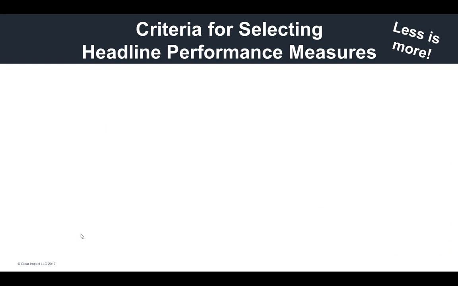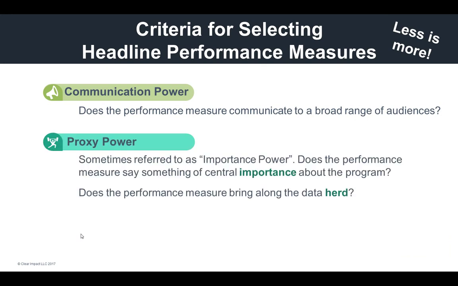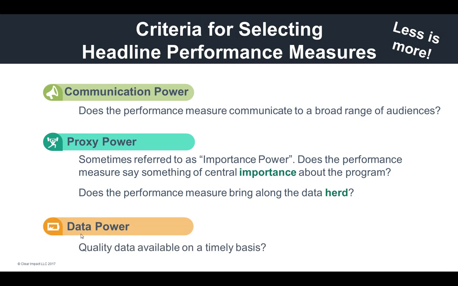Now let's discuss the criteria for selecting headline performance measures. Remember, less is more, maybe 3 to 5 at most, and we use the same selection criteria as we use for headline indicators. So does the performance measure communicate to a broad range of audiences? That would be our communication power. Our proxy power, sometimes referred to as importance power, does the performance measure say something of central importance about the program? Does the performance measure bring along the data heard? And then data power, do we have quality data available on a timely basis? These are the same principles that we've seen before.